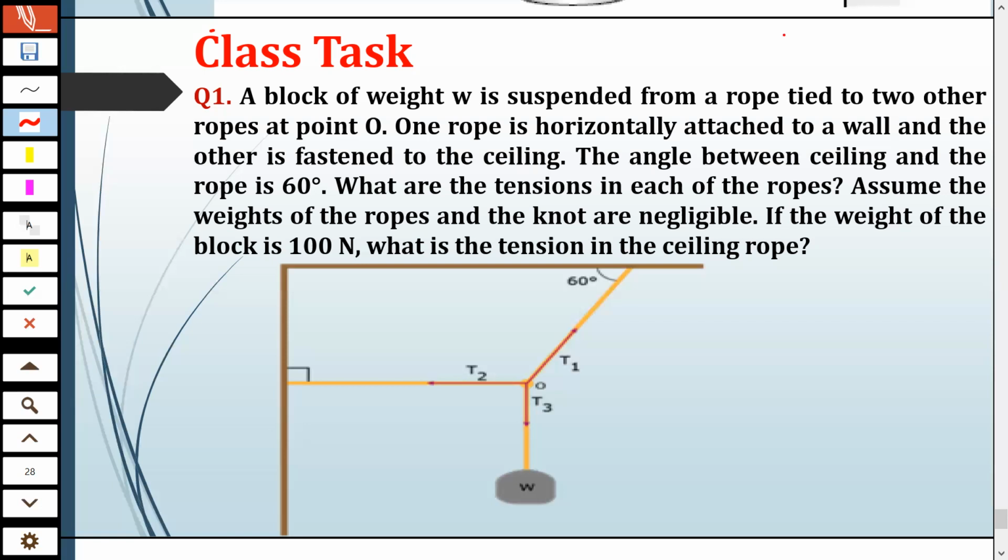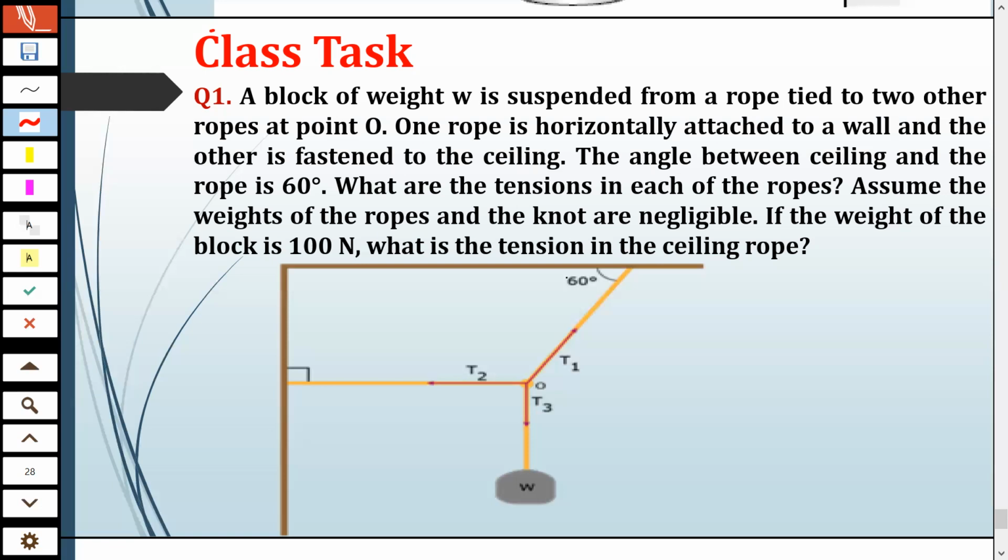Okay, so this is the question you're seeing. It's a simple question. It will not even take us maybe 10 minutes. So the question says, a block of weight W is suspended from a rope tied to two other ropes at point O. One rope is horizontally attached to a wall, and the other is fastened to the ceiling. The angle between the ceiling and the rope is 60 degrees. What are the tensions in each of the ropes?